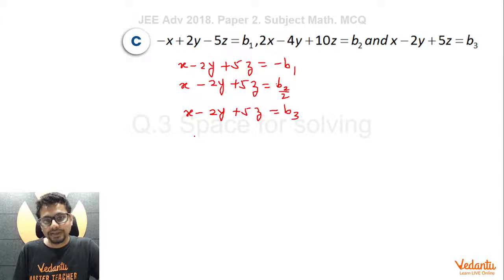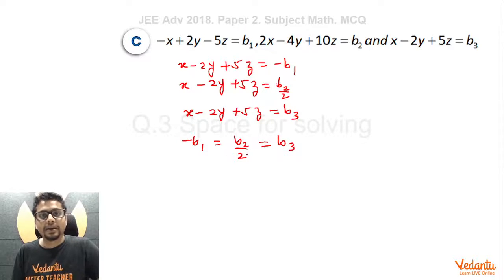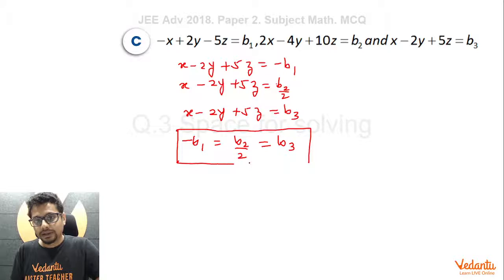That essentially means b1 should be equal to b2 by 2, should be equal to b3. My bad, minus b1. So here, for the system of linear equations to have at least one solution, b1, b2, b3 should follow this condition or these conditions.